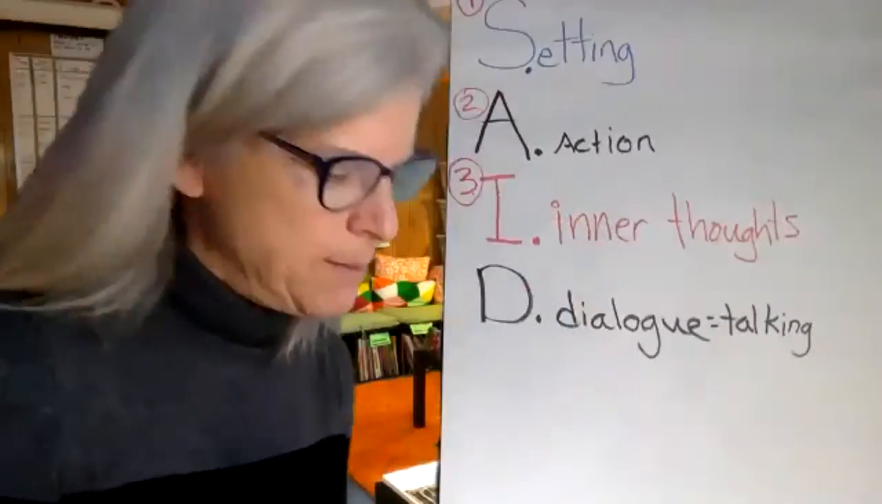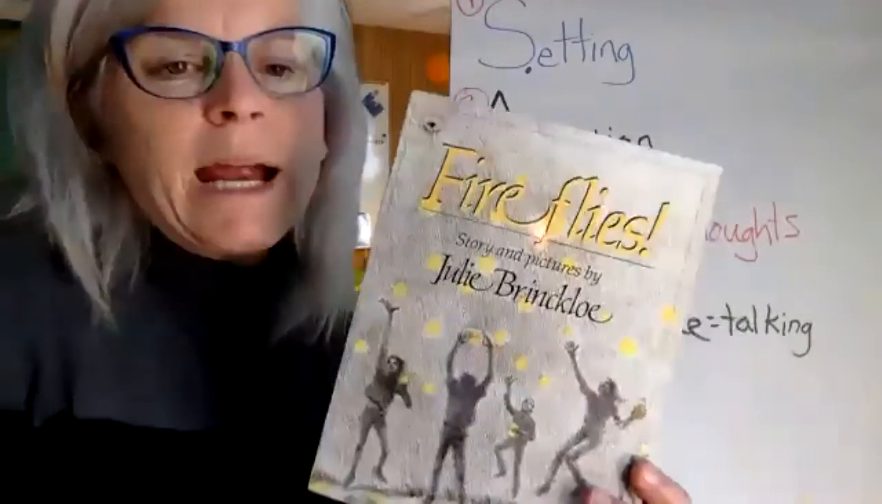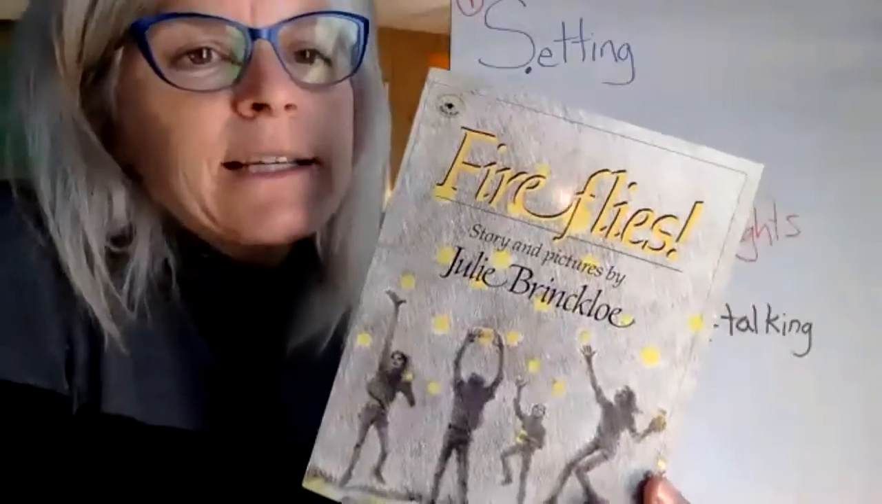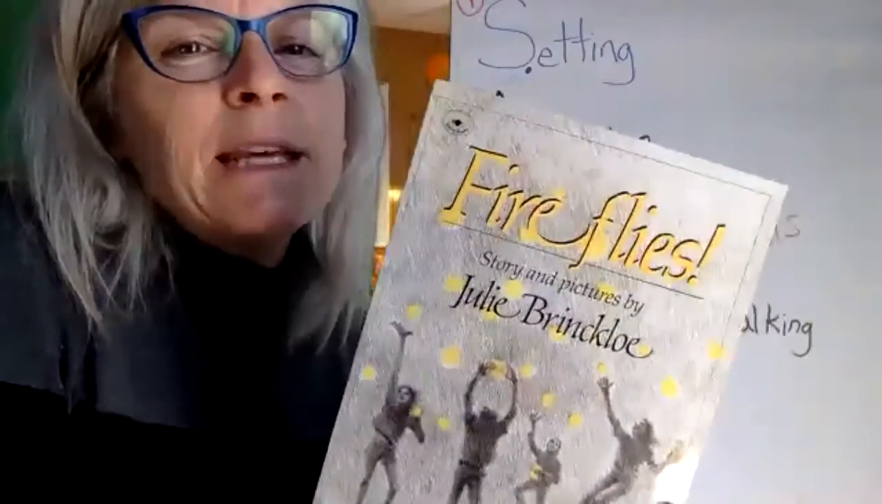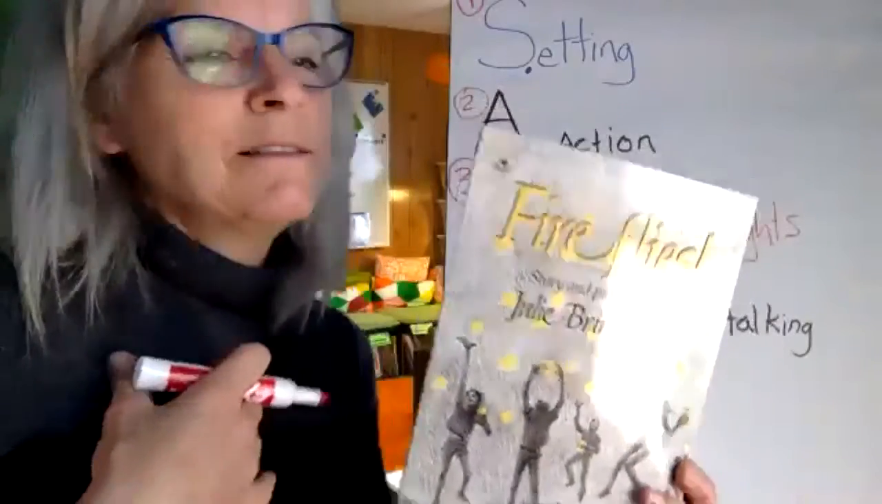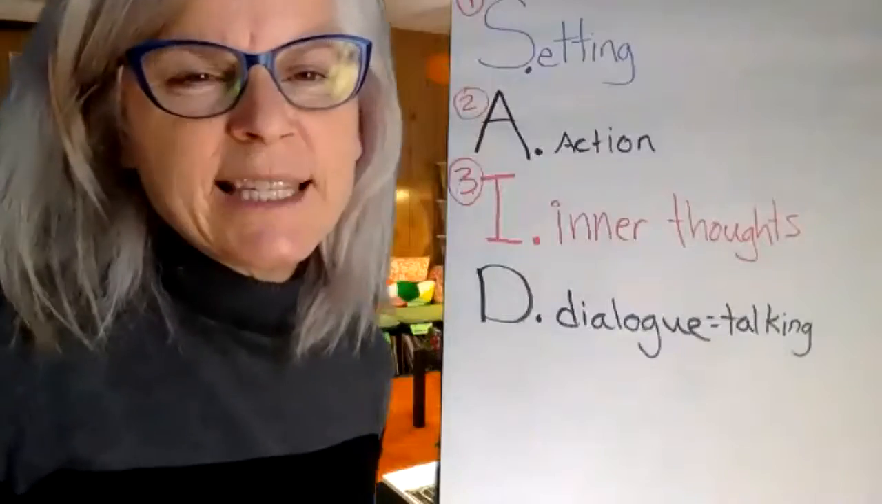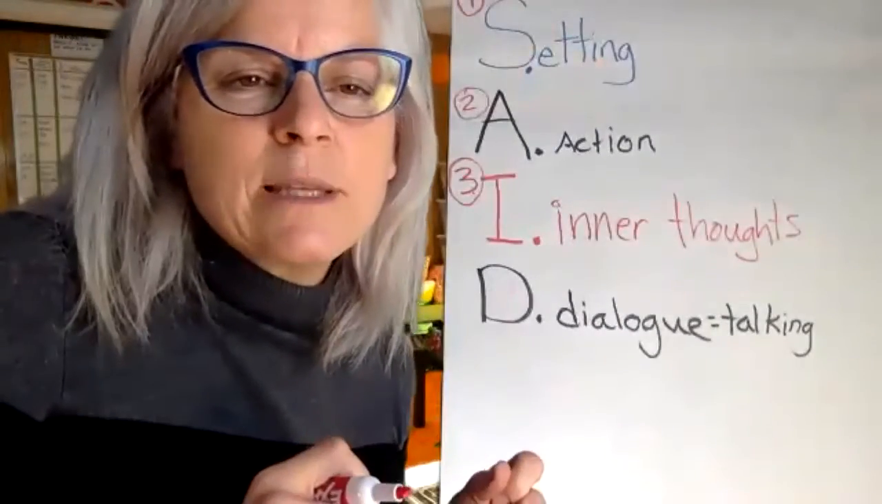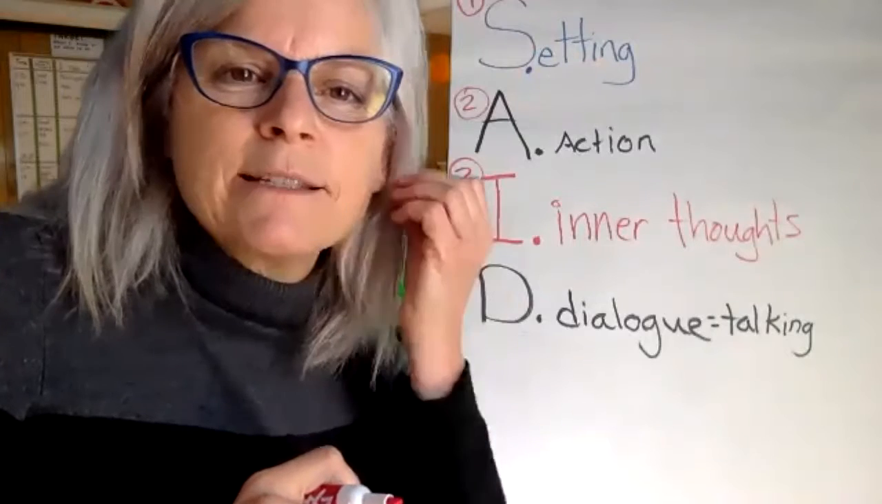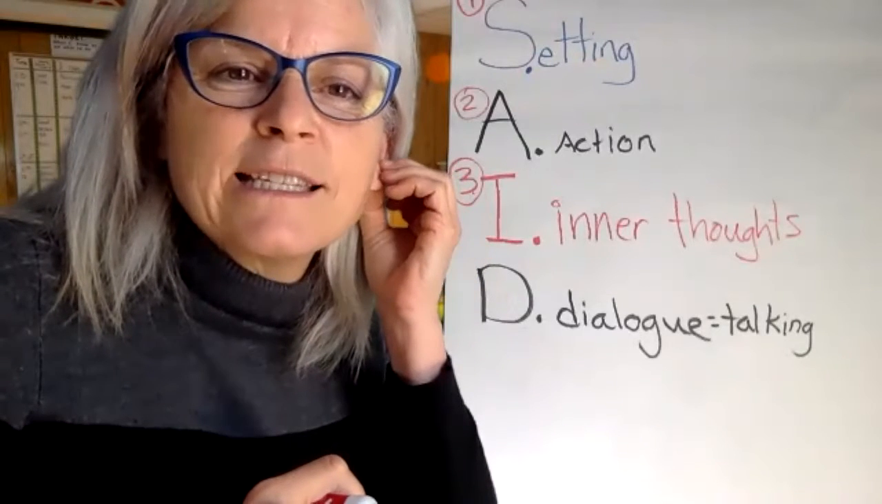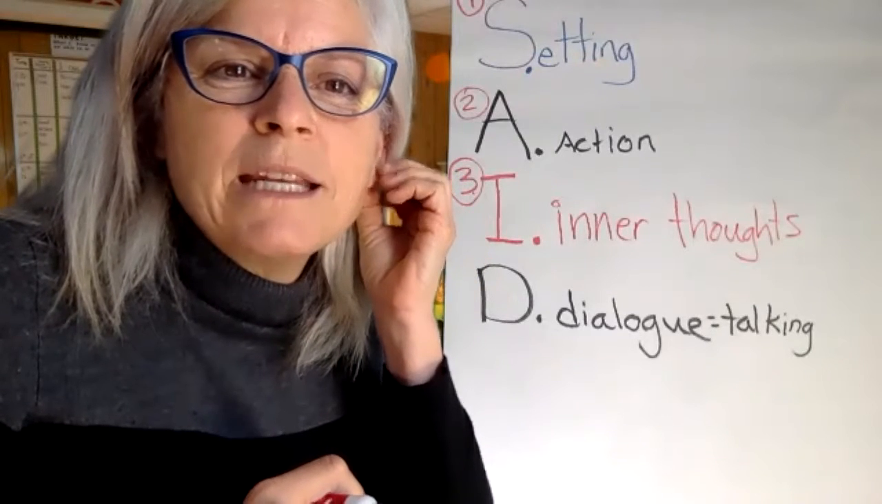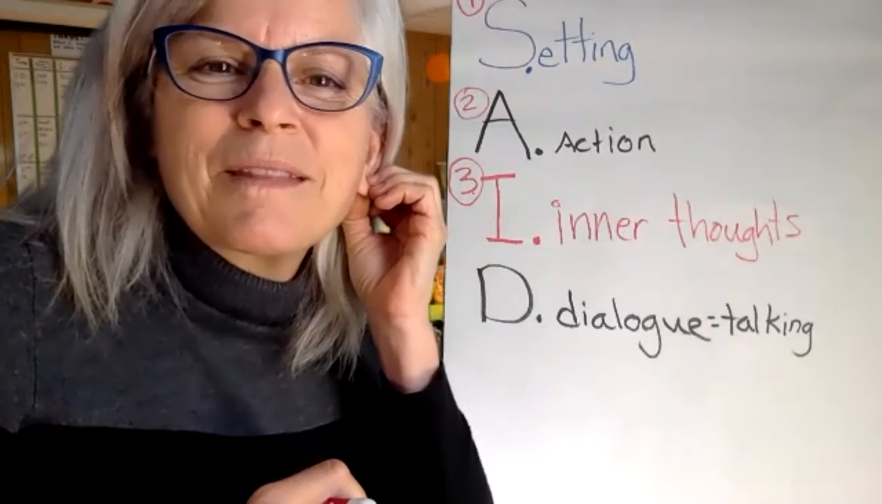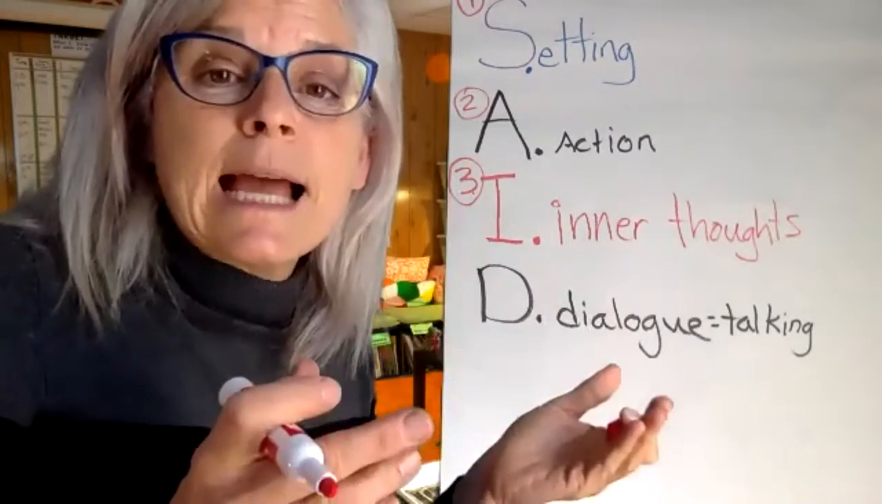And I will tell you something tricky about Julie Brinklow. She doesn't come right out and say like he thought, but sometimes the way he says something shows the inner thought, okay? She has one word in there where she says, fireflies, exclamation mark. How do you think that shows the boy is feeling when he sees the fireflies? What feeling does that show? Anybody? Just speak up. Happiness. Yeah, excited. Happiness, excitement.